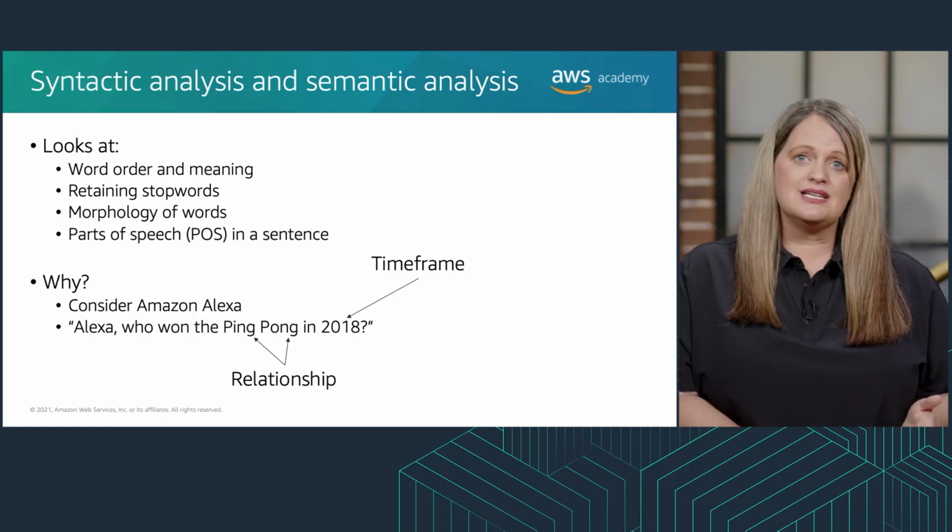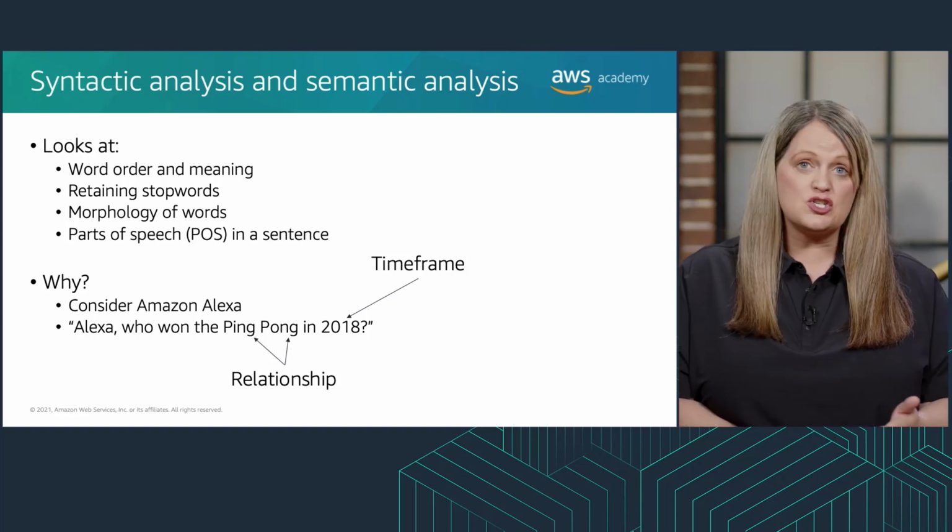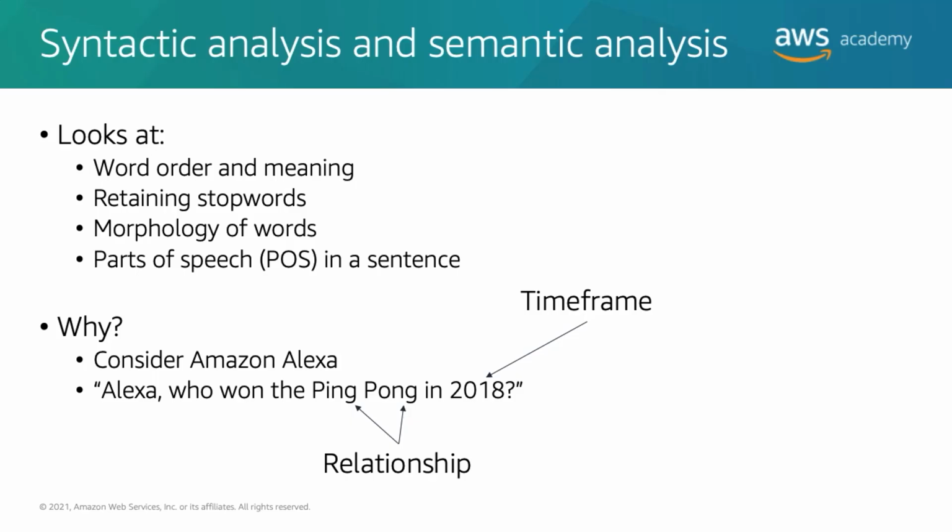Here are some important considerations when building applications such as chatbots, personal assistants, or search engines. First, consider word order and meaning. Syntactical analysis looks at how words depend on their surrounding words. Changing the word order might make it difficult to understand the sentence. For example, the sentence, "Alexa, in the Who won Ping Pong 2018?" has the same words as the example, but makes no sense.